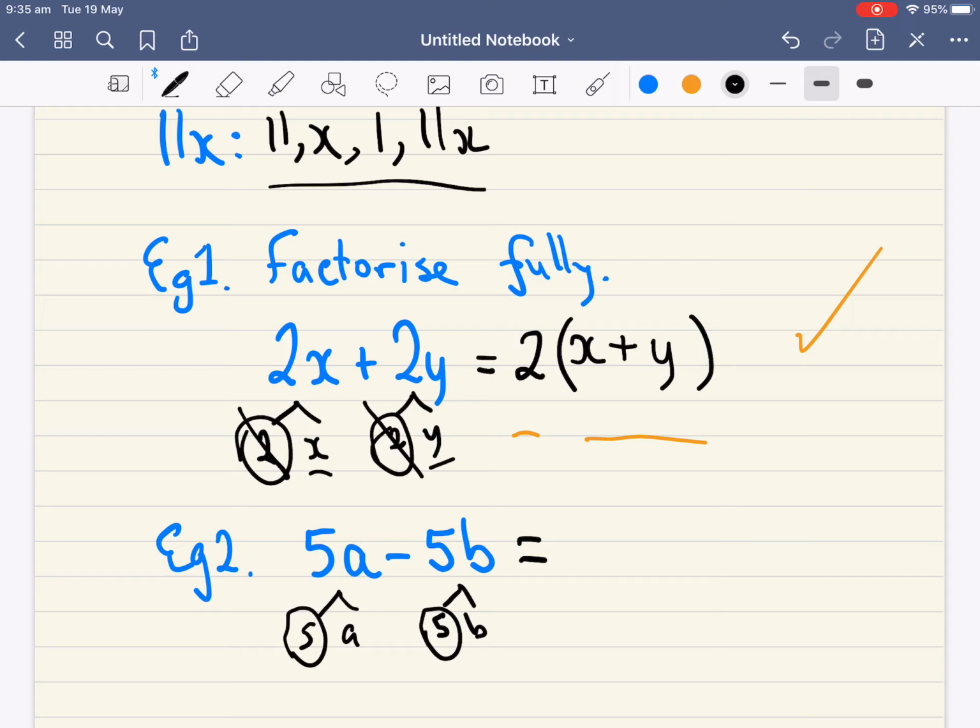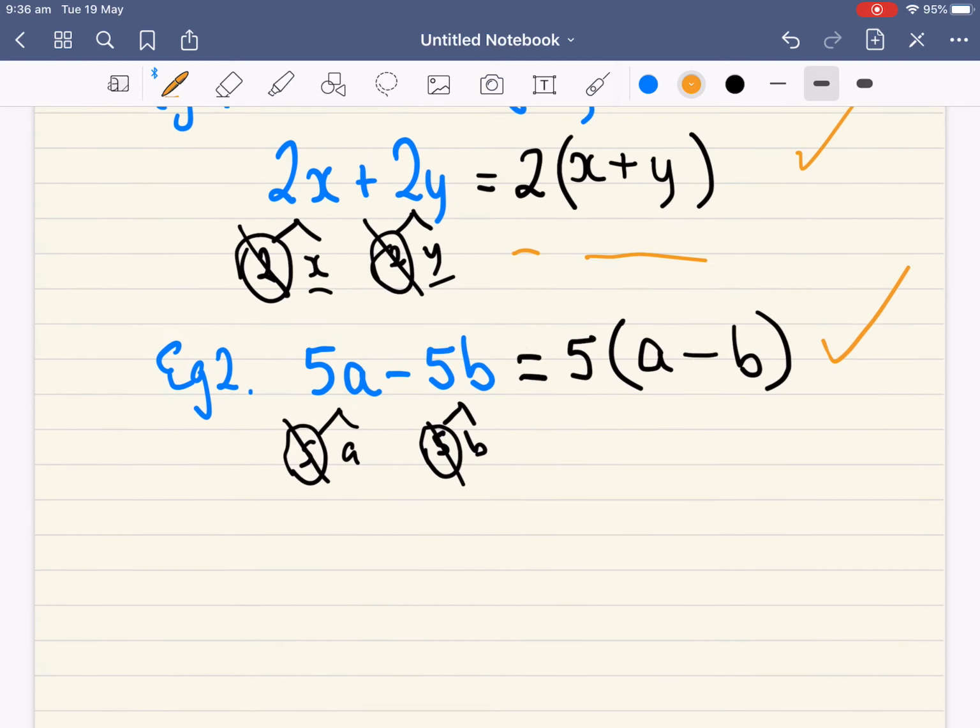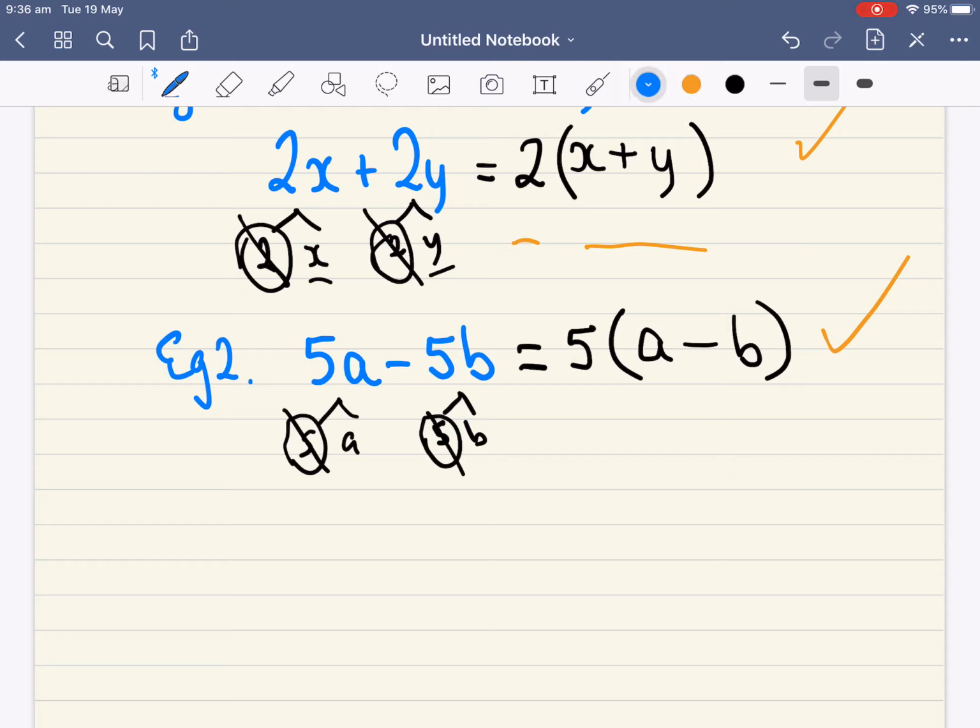You take that 5 out the front, there it is, and in the brackets write what you're left over with. We're left over with an a from the first term. This time we have a minus in the middle, so bring the minus through to the middle, and then you're left over with b from the second term. And that there again is the question done. Now, sometimes they do get a little bit trickier, no doubt, and you'll see that in the second part of the worksheet that you'll go through.